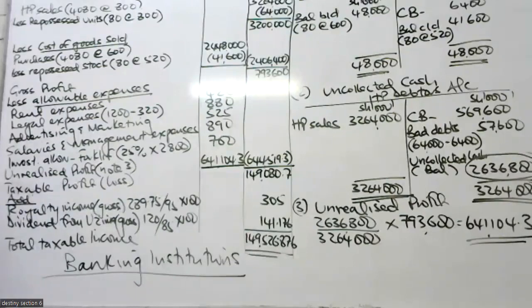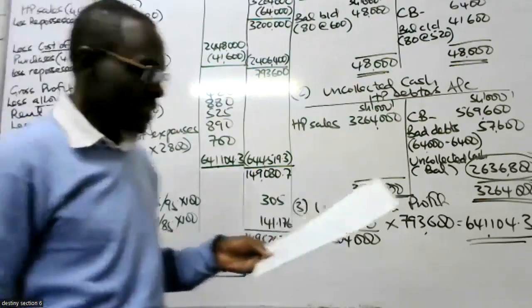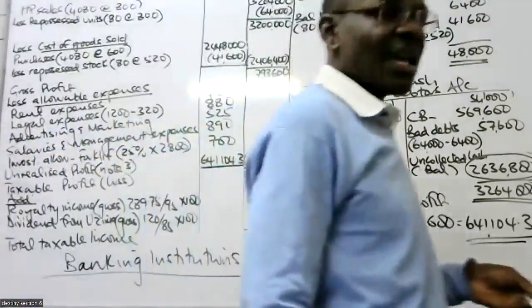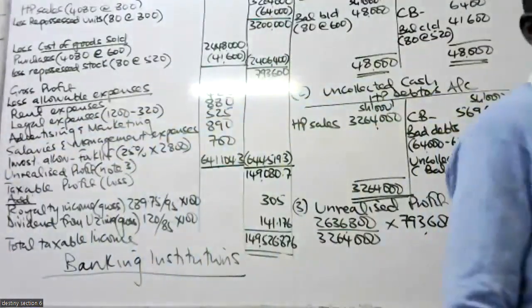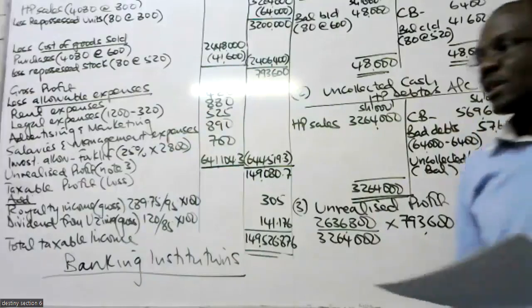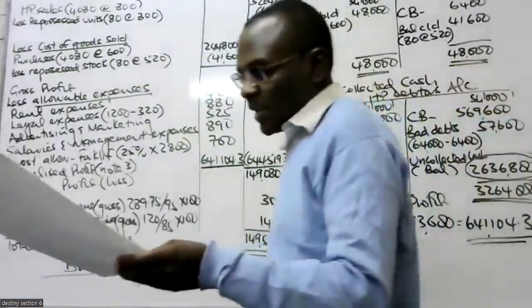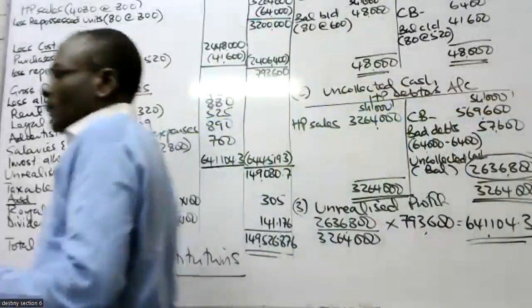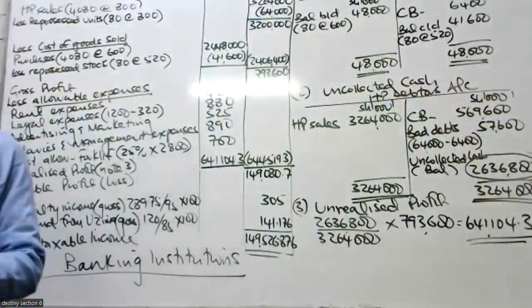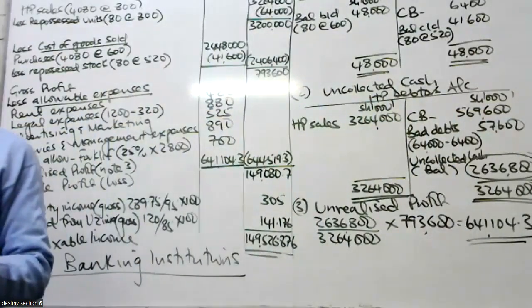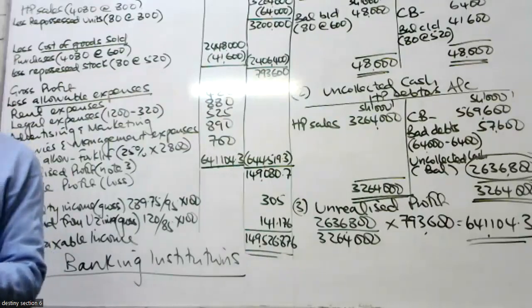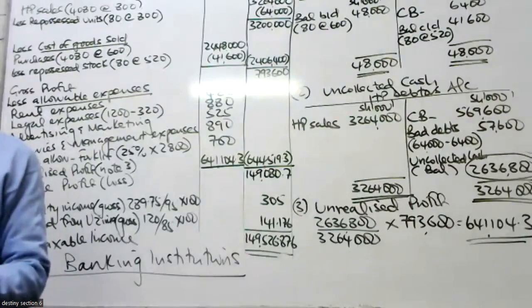So you say rebates on bills discounted shall be excluded from income of any year.